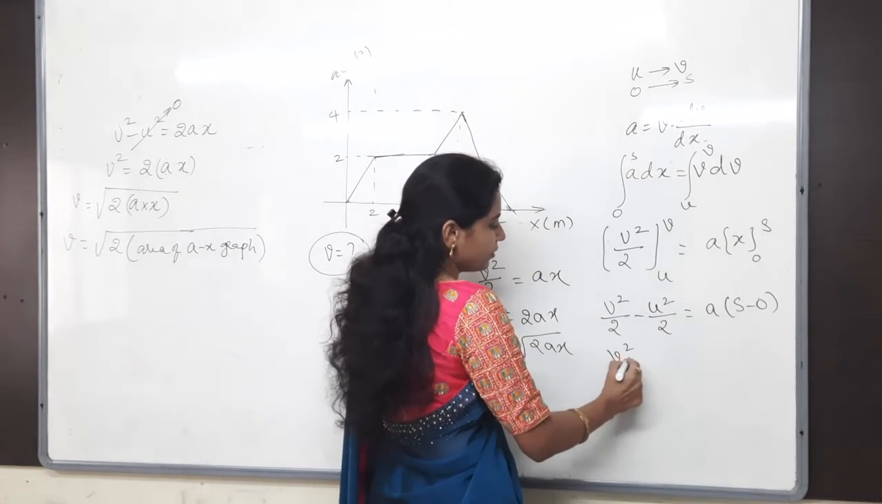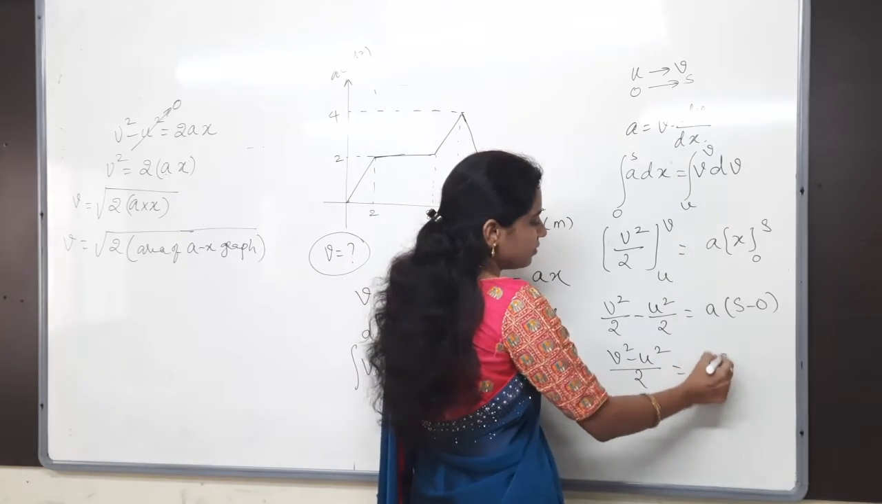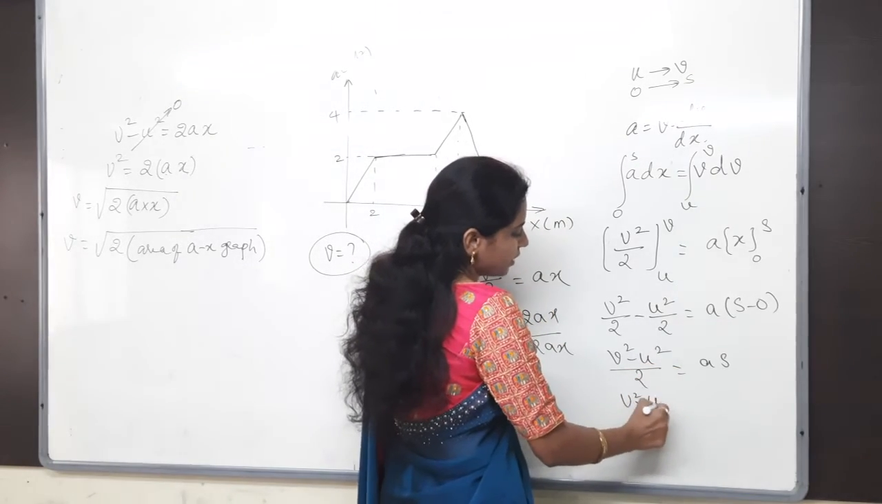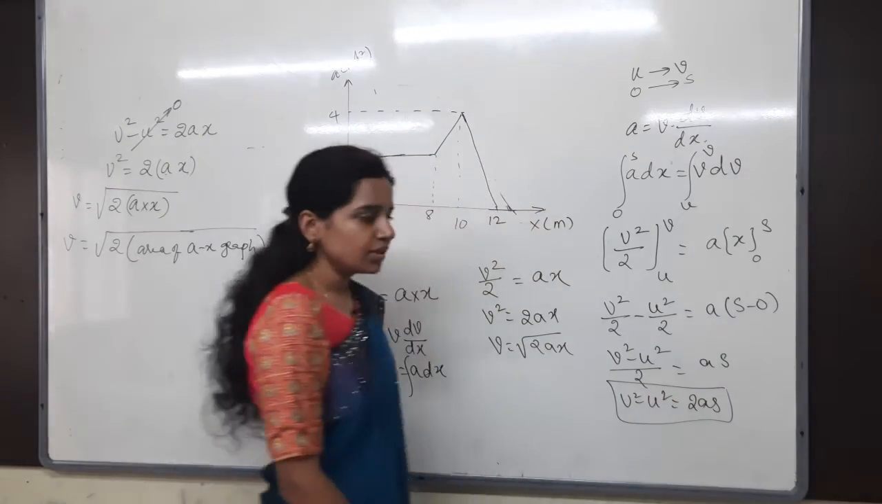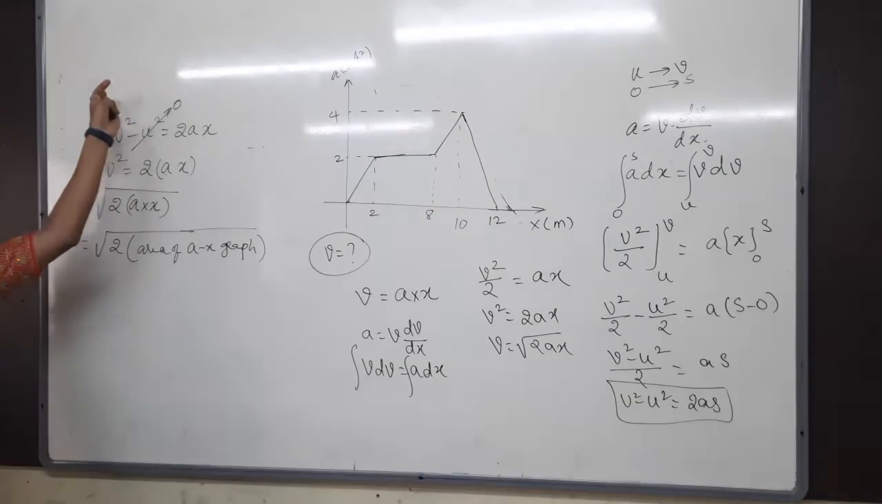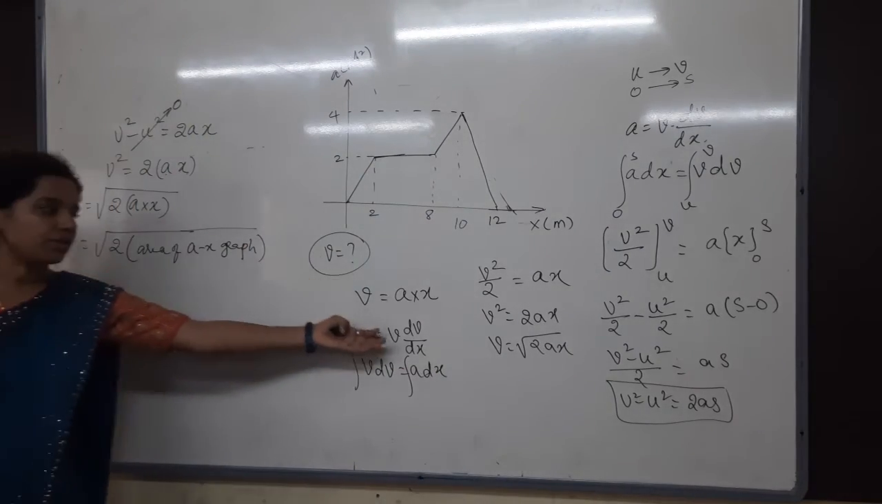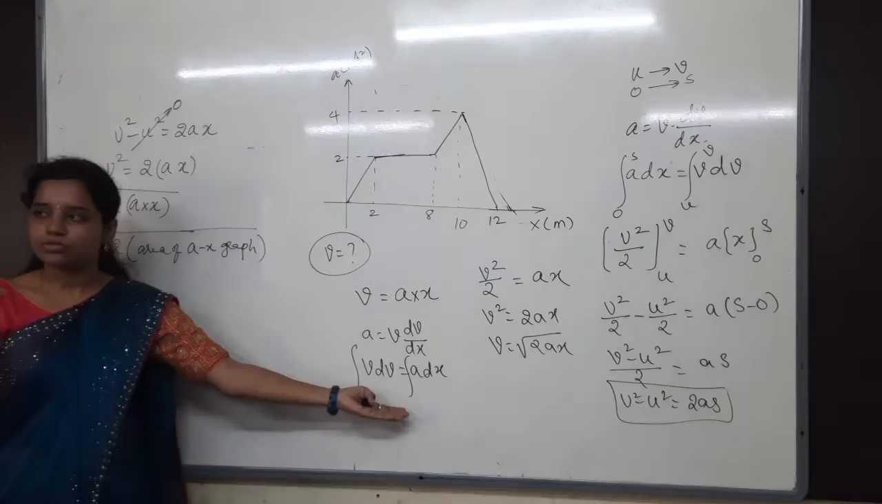Then this will be (v squared minus u squared) by 2, equal to a times s. So v squared minus u squared is equal to 2as. From this integration only, we got this formula. Understand, right? So even if you cannot get the idea to use the kinematic equation, you can do this one only.